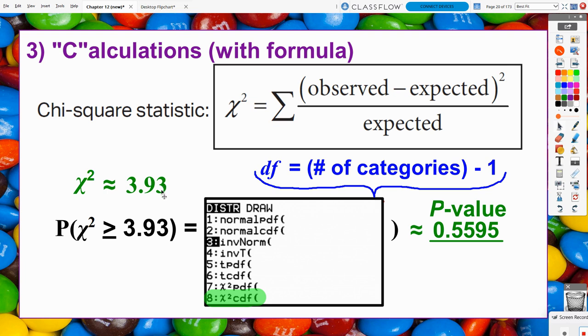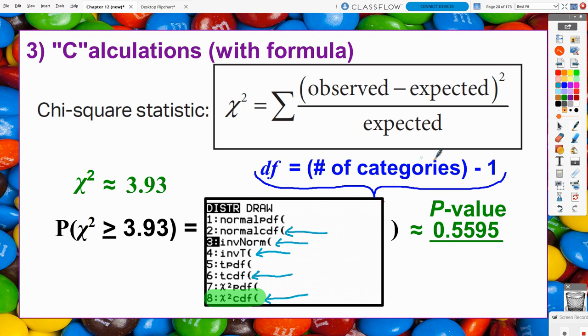Now, previously, when we did t-test statistics, we had to take our t-test statistic and use t-CDF to turn it into a p-value. So what command are we going to use to turn a chi-square test statistic into a p-value? Well, if you look further down the list, in the same area where we had normal CDF, we've used inverse norm, we've used inverse t, we've used t-CDF. But now we get to use chi-square CDF down here at the bottom for number 8.